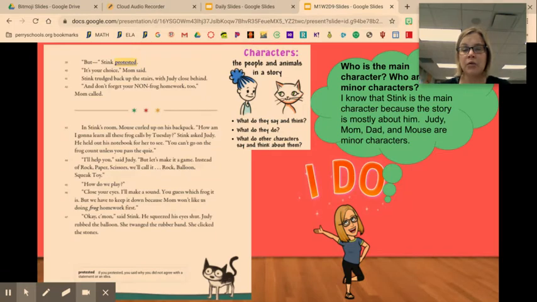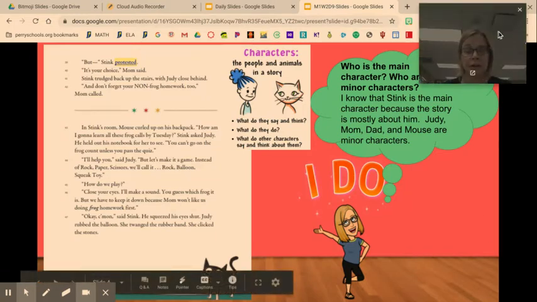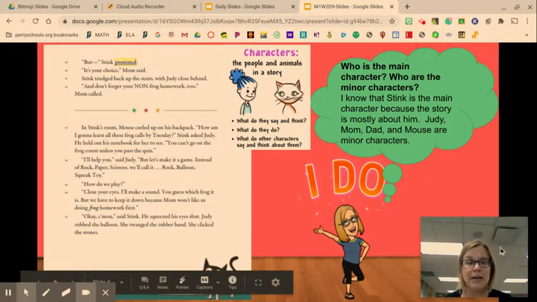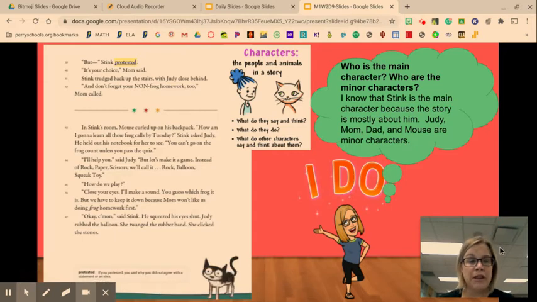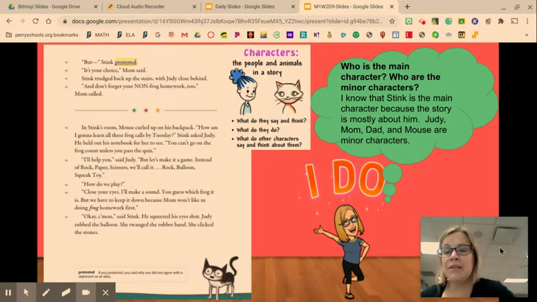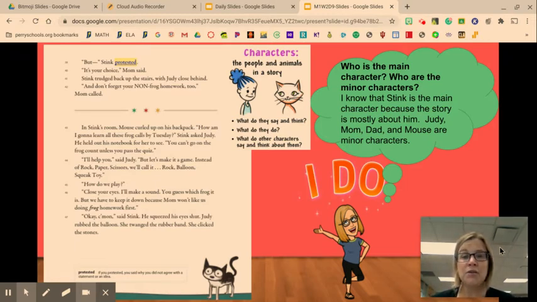So we are going to be looking at our story about Stink, and when we're thinking about this, we want to know who the characters are and who the main character is. So I know for this book, Stink is the main character because the story is mostly about him. Some of the minor characters in this story are Judy, his sister, Mom, Dad, and Mouse, his cat. Those are the minor characters in this story.